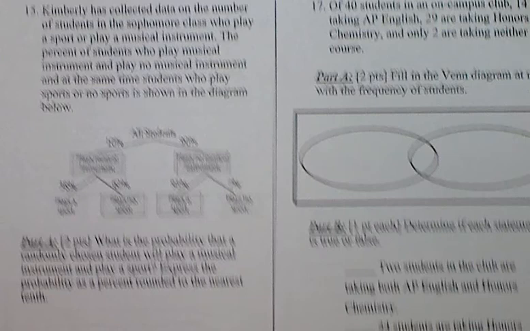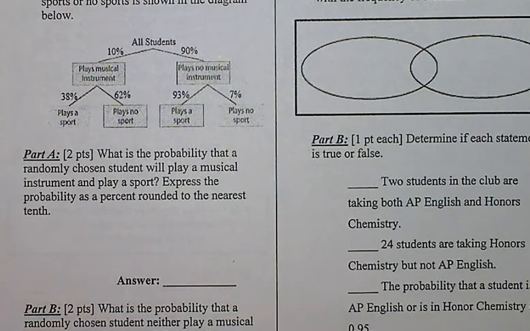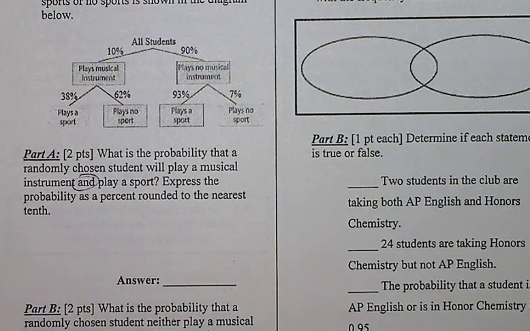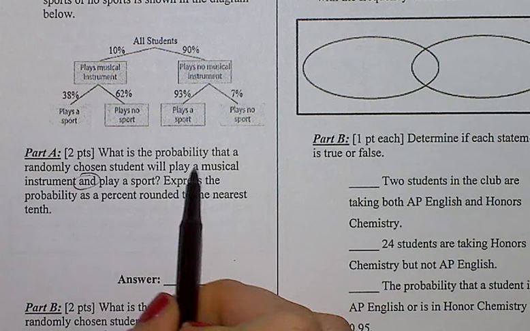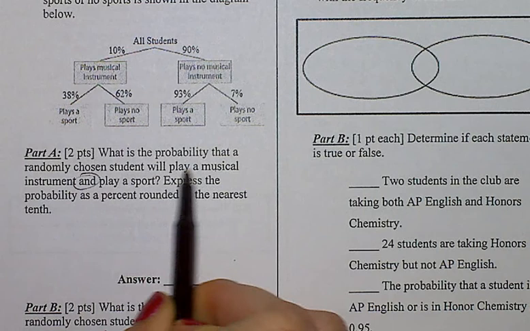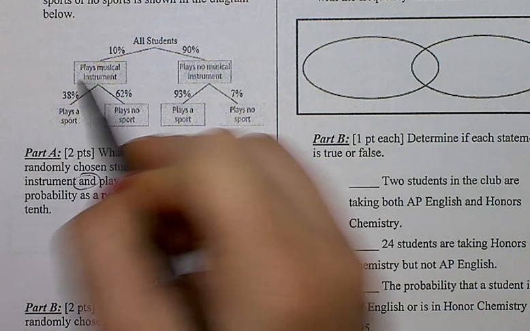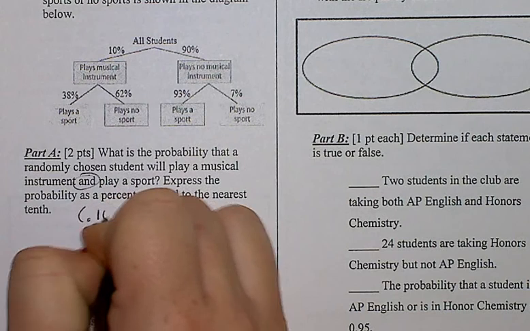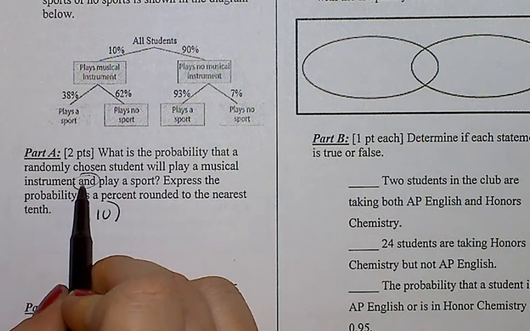Start with part A. What is the probability that a randomly chosen student will play a musical instrument and play a sport? Remember, with and statements, we multiply. So we're first going to find where it says plays a musical instrument. Up here, that is 10%. We write it as a decimal. Remember, with and probability, we multiply.